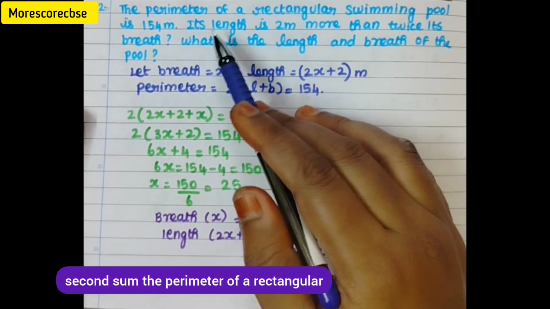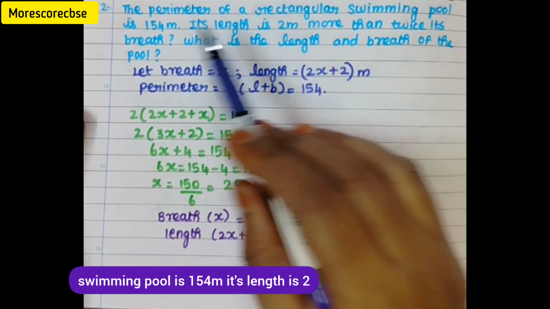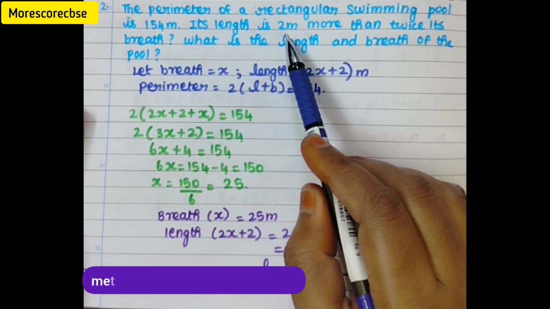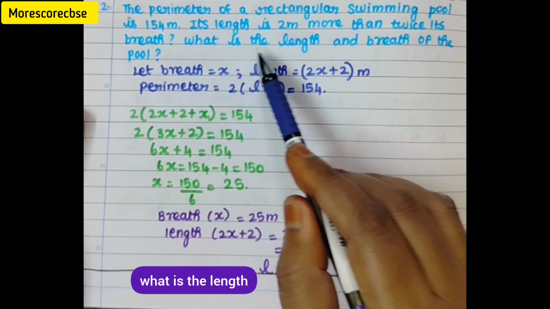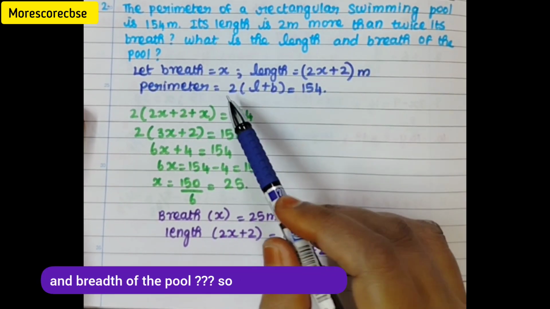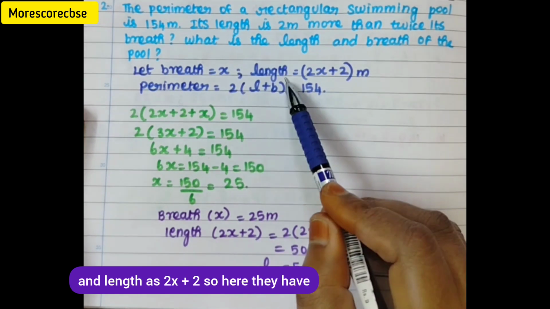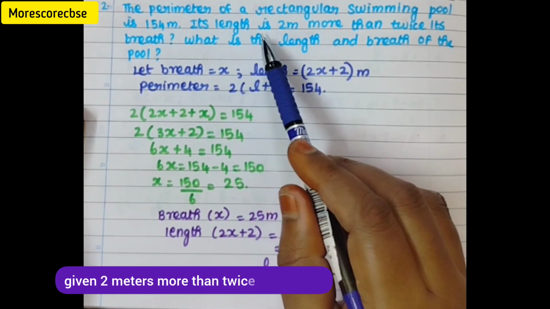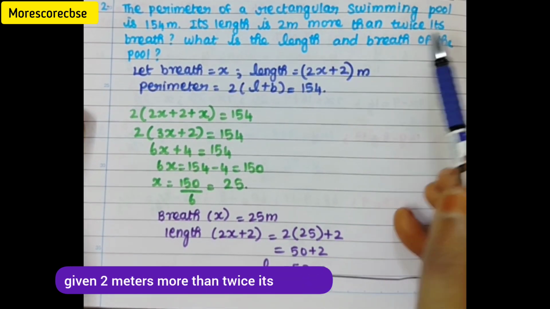Second sum, the perimeter of a rectangular swimming pool is 154 meters. Its length is 2 meters more than twice its breadth. What is the length and breadth of the pool? So here we can take the breadth of the pool as x and length as 2x plus 2. Here they have given 2 meters more than twice its breadth.